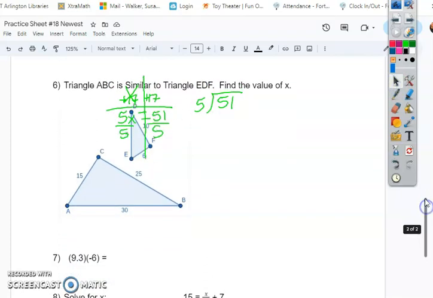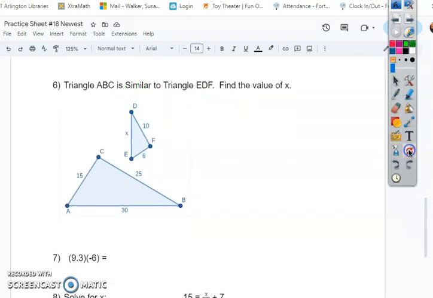Okay, number 6. We have been doing these. So I would do big to small. It doesn't matter. Or small to big if you see it that way. What I know is that X is on the small. And it corresponds with 30. So 30 can go here or here. It cannot go here. Okay? So I'm going to put it here.